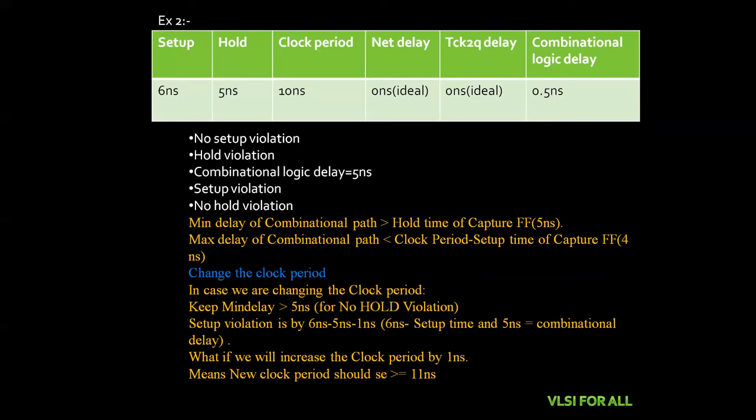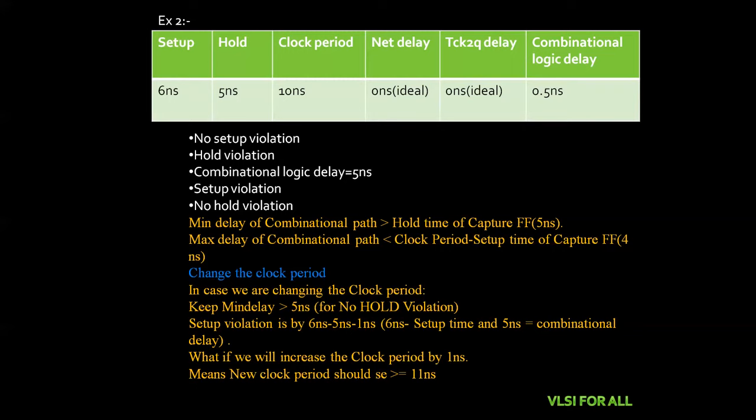We need to have the signal present before 10 minus 6, which means 4 nanoseconds, right? So we need to have the signal stable before 4 nanoseconds, but we are having the signal after 0.5 nanoseconds. It means it's satisfying the setup condition.